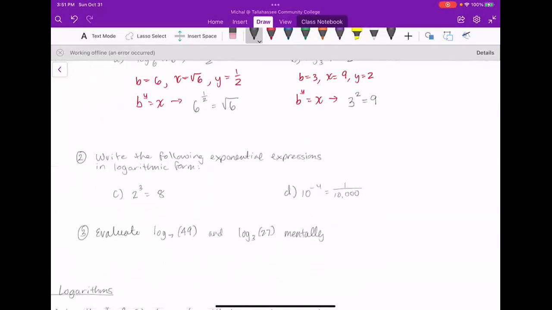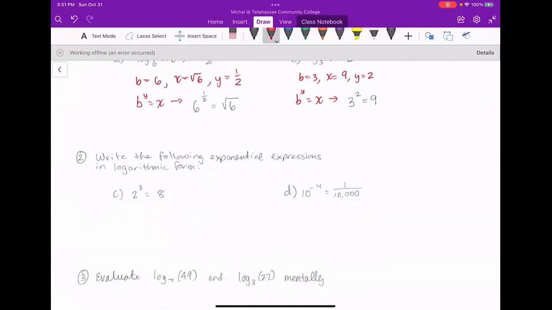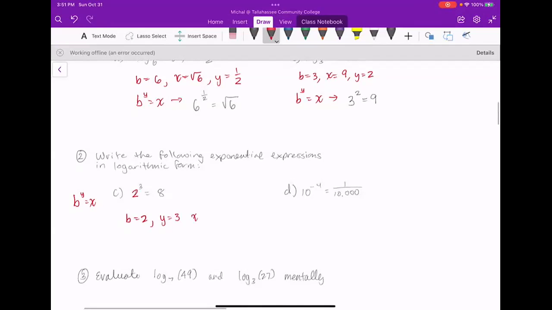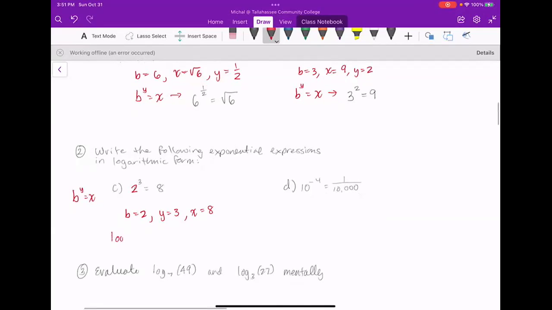I can also go from the exponential form to the logarithmic form using the same idea. I'm just going to identify b, x, and y. So in that case, I get b is equal to 2 because my base here is 2. My exponent, keep in mind I'm doing b to the power of y equals x, so my exponent is y, so y is equal to 3, right? And x is equal to 8. So when I write this in log form, I'm going to write log base b of x equals y, and that becomes log base 2 of 8 equals 3.